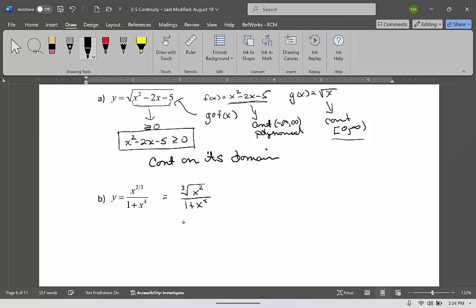Okay, so for a similar reason, think of this as a composite of the cubed root of x and x squared. And so we have a continuous polynomial function, and the cubed root of that is going to be continuous. And here we also have a continuous polynomial function in the denominator. And as long as the denominator is not equal to 0, this one is also going to be continuous on its domain.